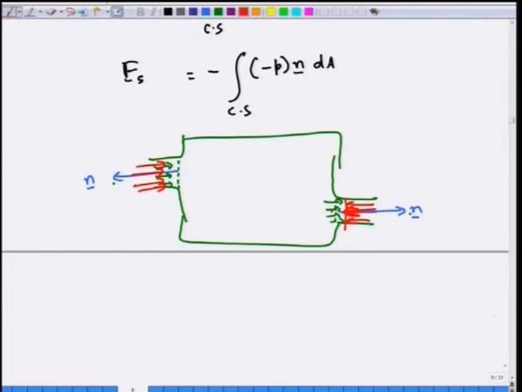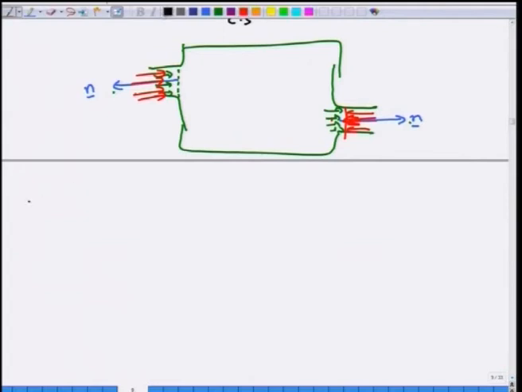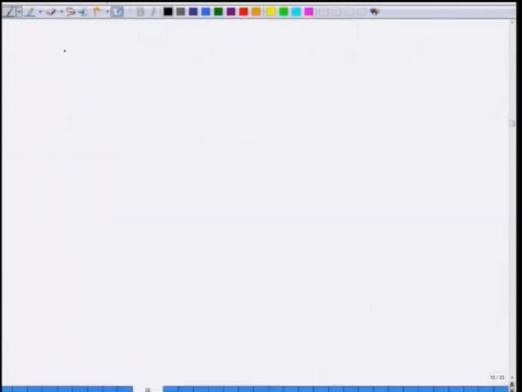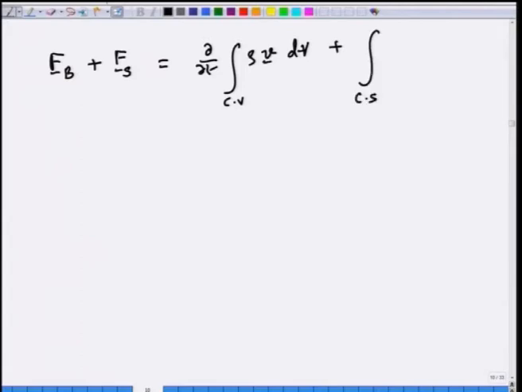Okay. So, the momentum equation is a vector equation, so you can write it in terms of three scalar components. Let me first write the vector form of the momentum equation: F body plus F surface vector is d/dt of the integral over CV of rho v dV, plus the integral over Cs of rho v (v dot n) dA.